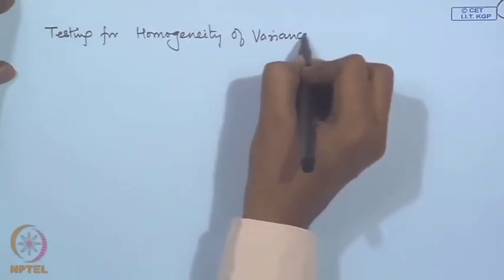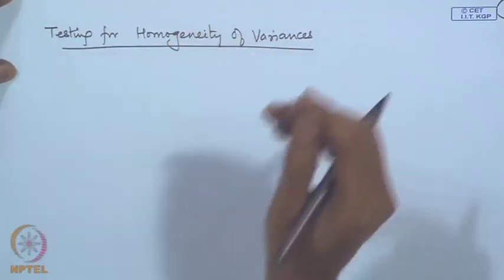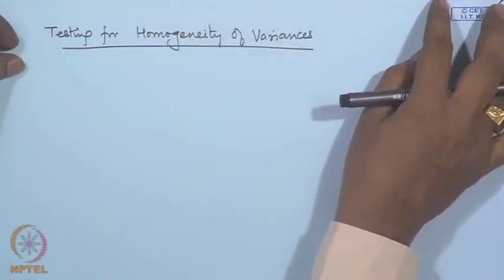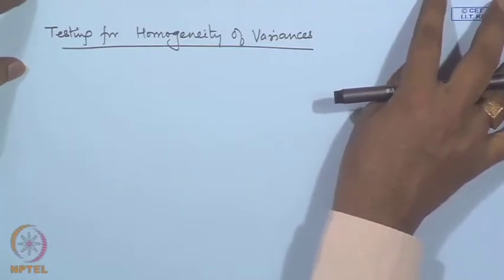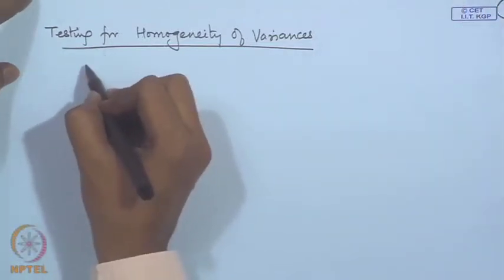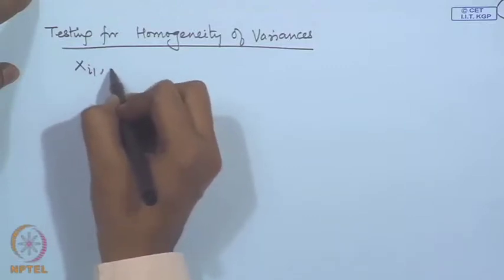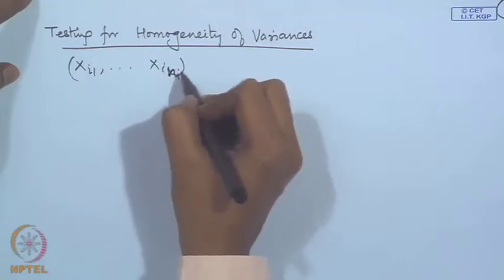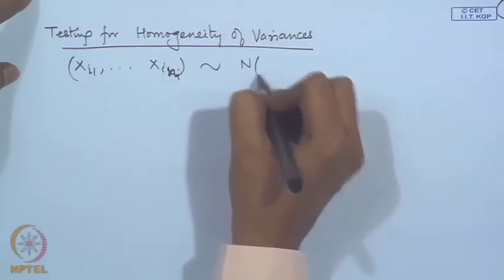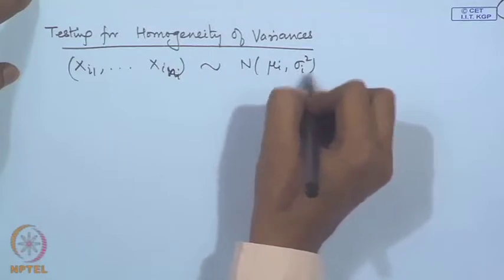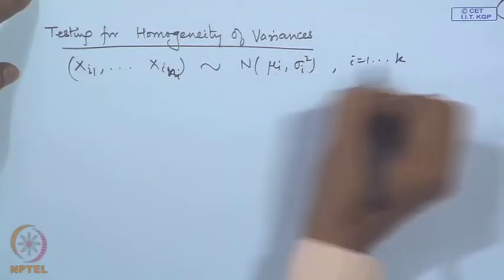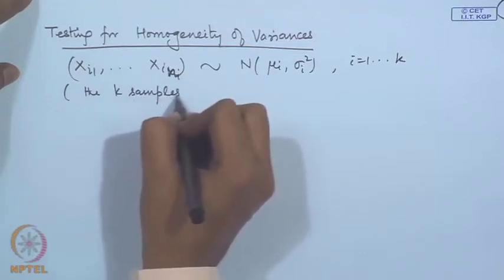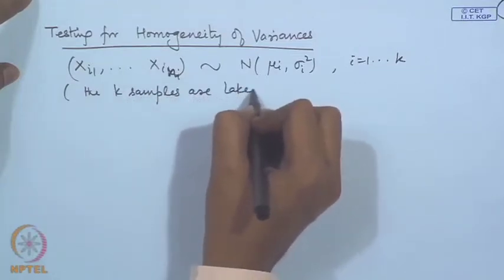So, you have seen that this likelihood ratio test is applicable to very general situations. I considered a k population model and I could actually derive an exact test. Now, here let us consider the sampling x_i1, x_i2, ..., x_i n_i from normal(mu_i, sigma_i square) for i equal to 1 to k, and the k samples are taken independently.